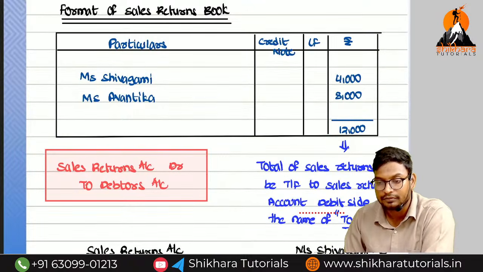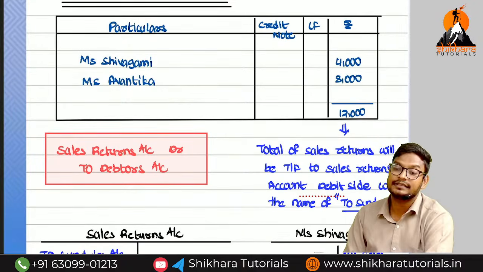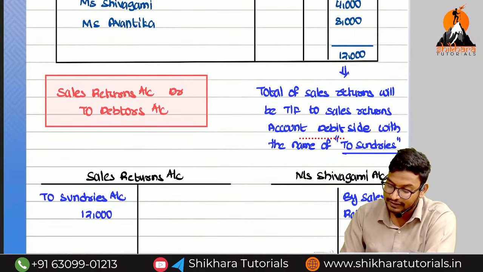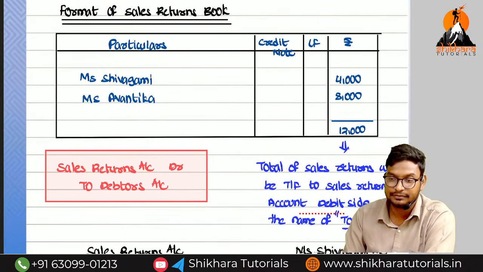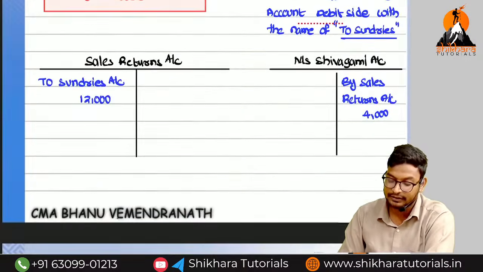Sales returns account. Which side? Debit side. Why, sir? In the entry, sales return is debited. For that reason, the debit side. What do we need to write? We have to write the two sundries. Once again, how many accounts do we need to open? Simple. So 1, 2 and sales returns. So we need to open the 3 accounts.